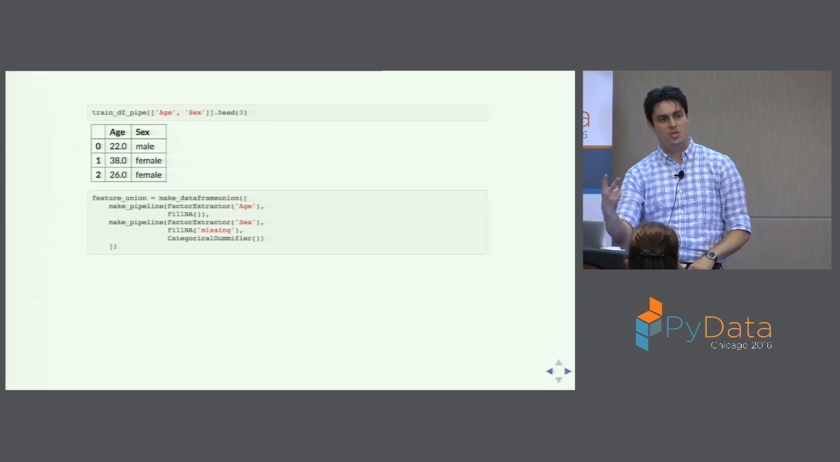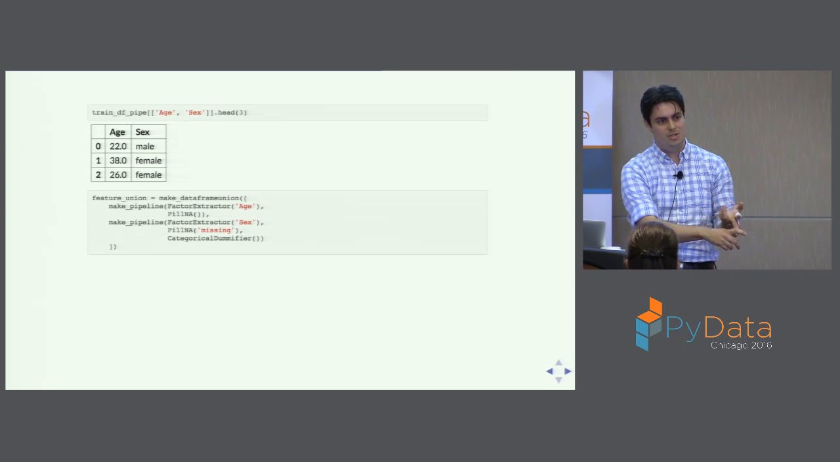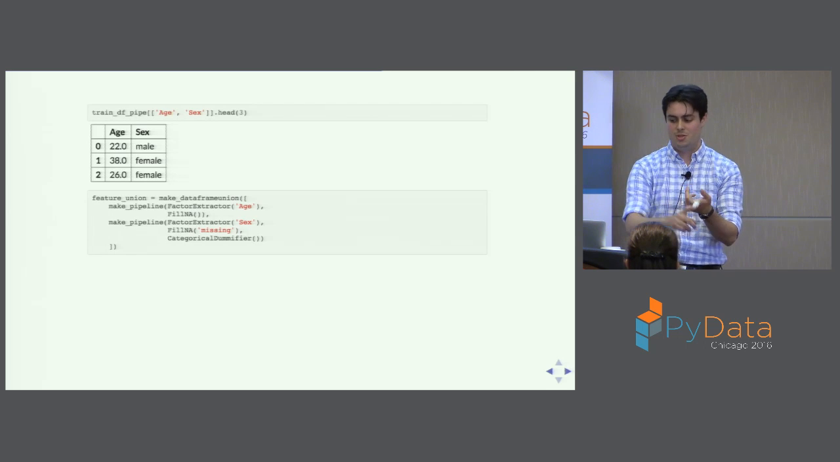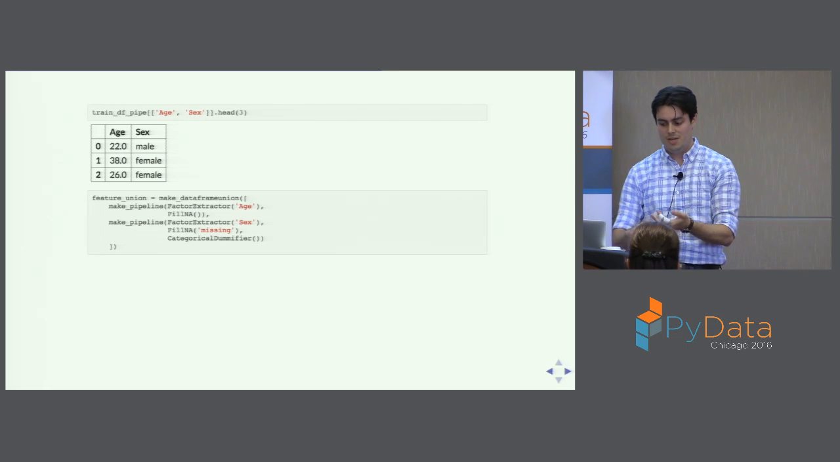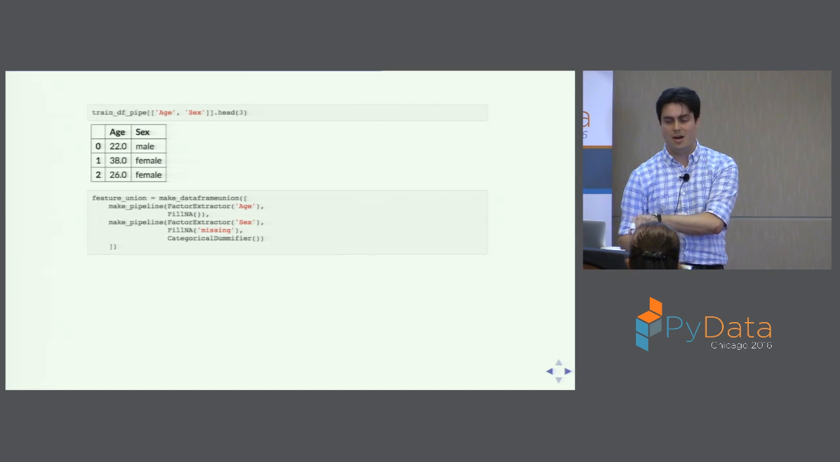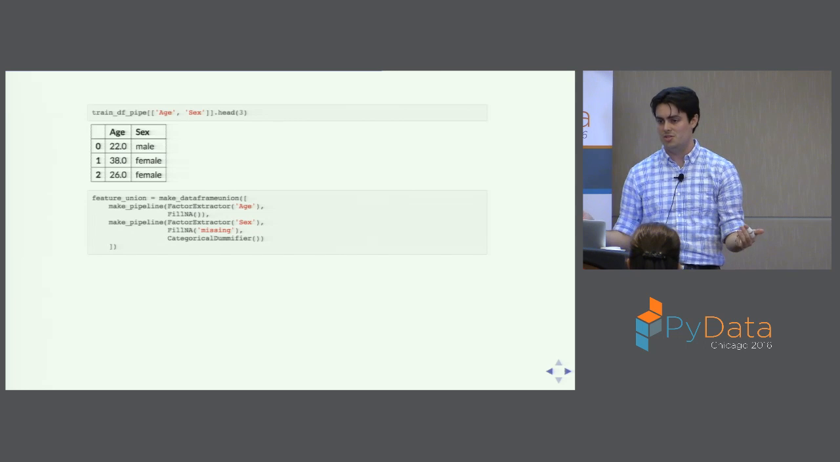Two objects inside of the feature union: pipeline 1, pipeline 2, right? We're calling make pipeline. Inside of pipeline 1, a transformer followed by another transformer: factor extractor followed by fill NAs. Inside pipeline 2, we have a factor extractor followed by a fill NA followed by something I called categorical dummifier. This creates dummy variables for categoricals. I reuse this a lot. It's a pretty standard transformer.